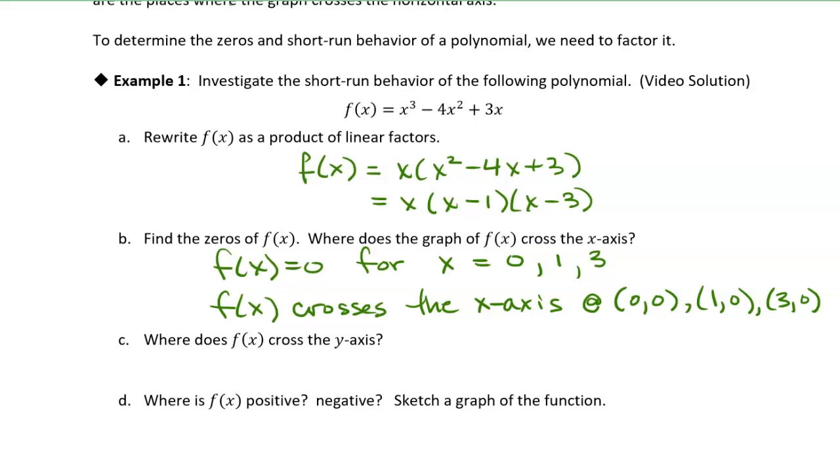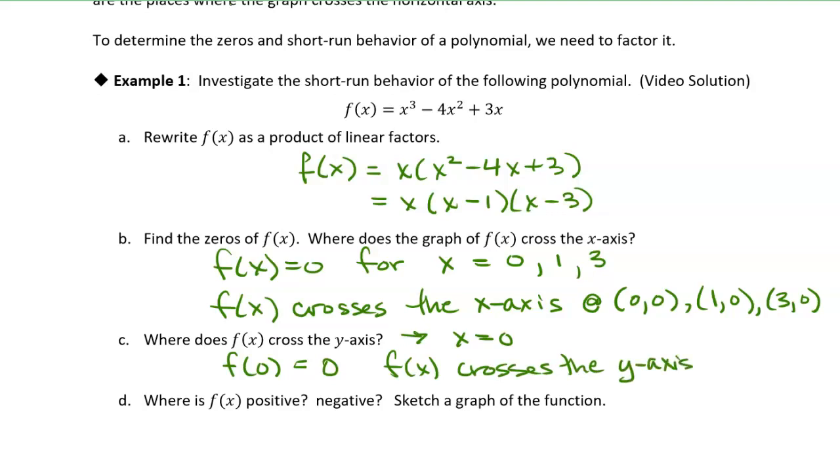Where does the function cross the y-axis? Right? It's going to cross the y-axis when x is equal to 0. Oops, x is equal to 0. All right, so all I need to do there is just evaluate f of 0. And if I put 0 into either the factored form or the original polynomial, I'm going to get 0, right? So we can say that f of x crosses the y-axis at 0, 0.